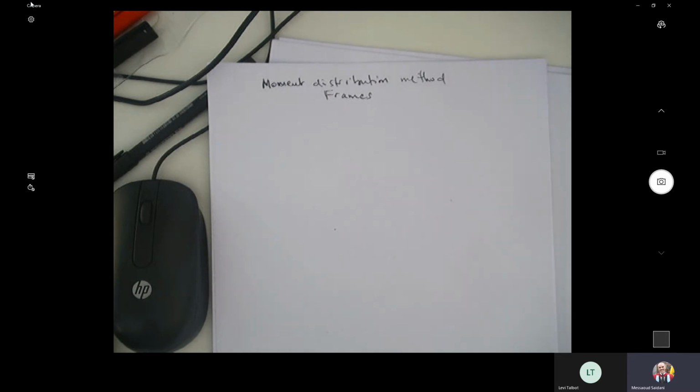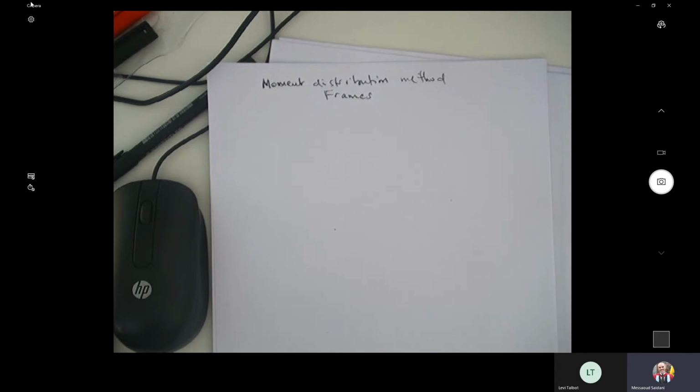Okay, there are different types of frames. Frames can come in different shapes. You can have a symmetrical frame, a geometry symmetrical, the loading symmetrical, or bolt symmetrical.